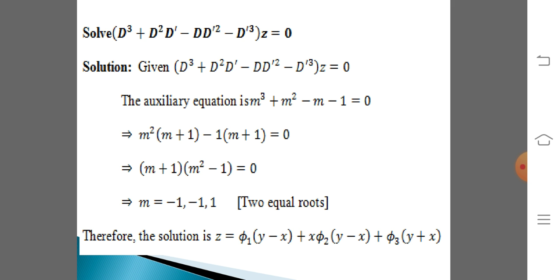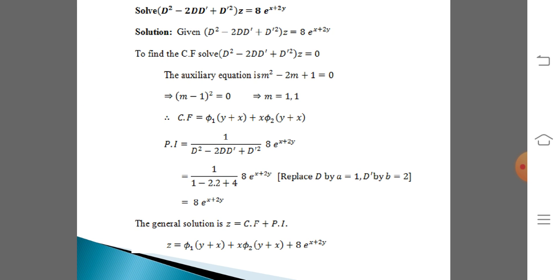Therefore, the solution is z equal to phi 1 of (y plus m1x). Here m1 and m2 are same, that is minus 1, minus 1. So these are the repeated roots. Therefore, we have phi 1 of (y minus x) plus x into phi 2 of (y minus x). These are the terms in the solution corresponding to minus 1, minus 1. And corresponding to the root m equal to 1, we have the last term in the solution, namely phi 3 of (y plus 1x), that is phi 3 of (y plus x). So therefore, the solution is z equal to phi 1 of (y minus x) plus x into phi 2 of (y minus x) plus phi 3 of (y plus x).